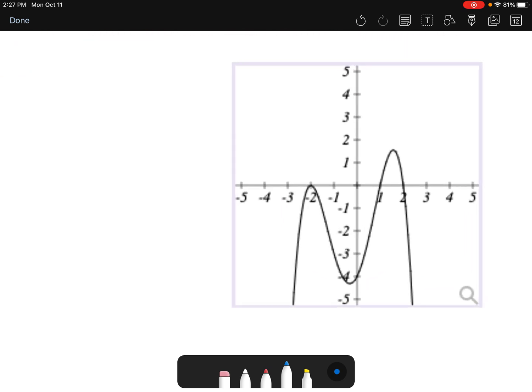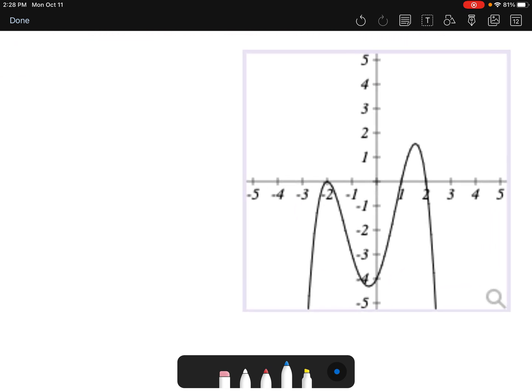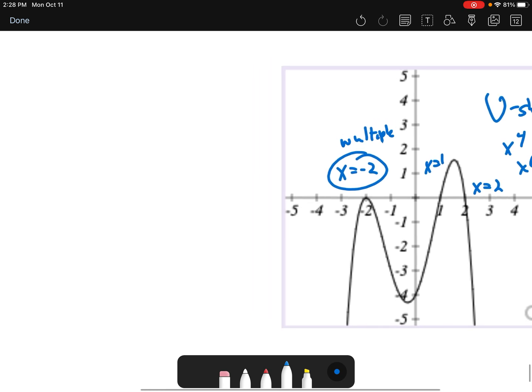Oh, I see another multiplicity. Zoom in a little bit here. So we have x equal negative 2, but it's multiple. We have x equal 1, and we have x equal 2. And this looks again like a U, this U shape. So that's got to be, well, it can't be a squared, can it? But it might be a 4th or a 6th. It doesn't matter. We know we have multiples here.